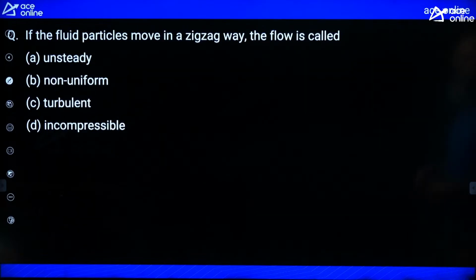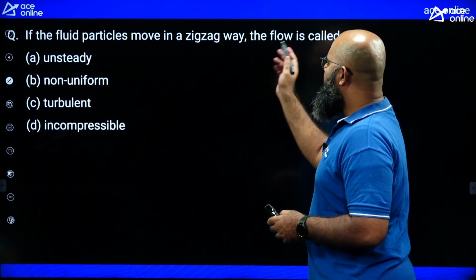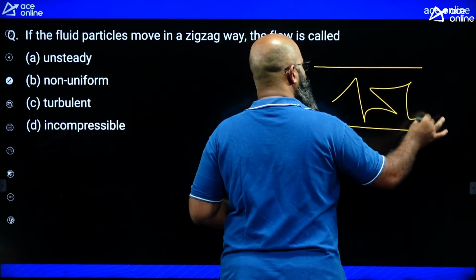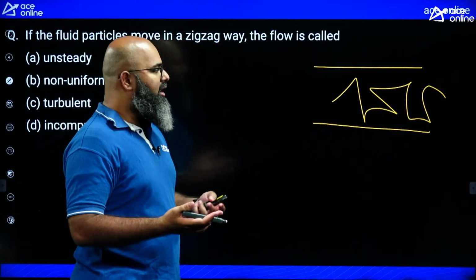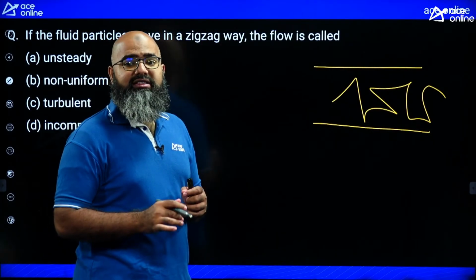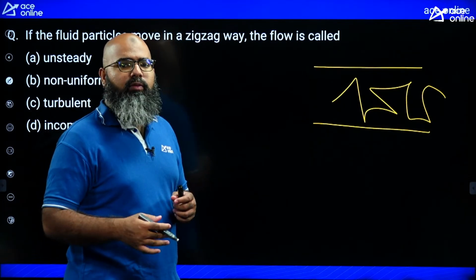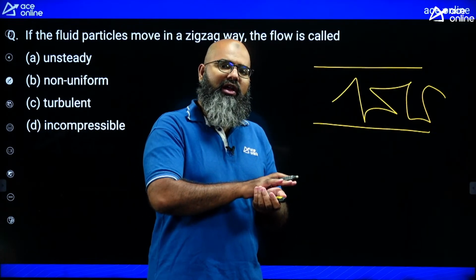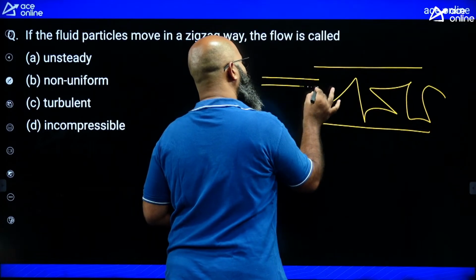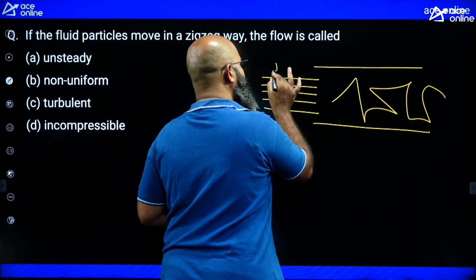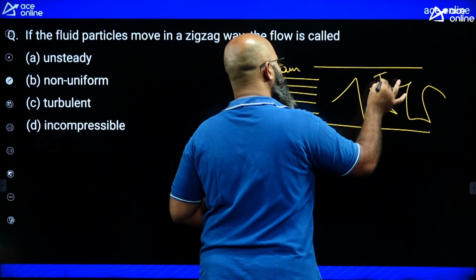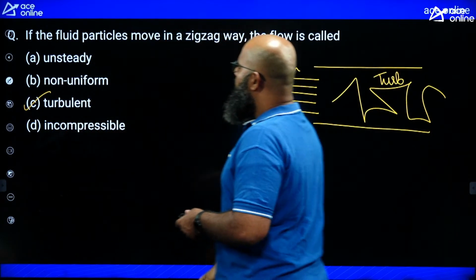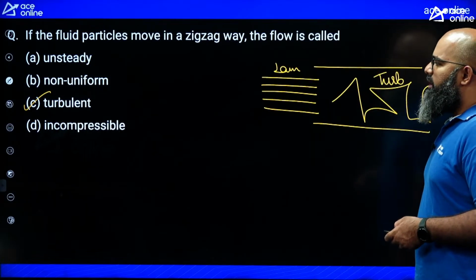Moving further, the fluid particles move in a zigzag way, the flow is called as. Imagine a flow in which a particle is moving wherever it wants. Some random motion is there. Likewise, every particle is randomly moving. We call such a flow turbulent flow. Turbulent flow is the opposite of laminar flow. In laminar flow, the particle in a particular layer will always stay in that layer, therefore it will move along streamlines. And zigzag way is turbulent flow. So the answer over here is option C.